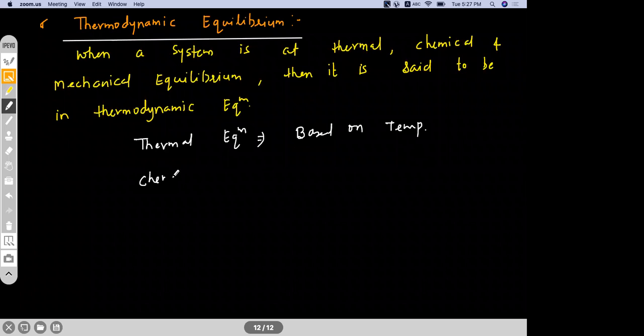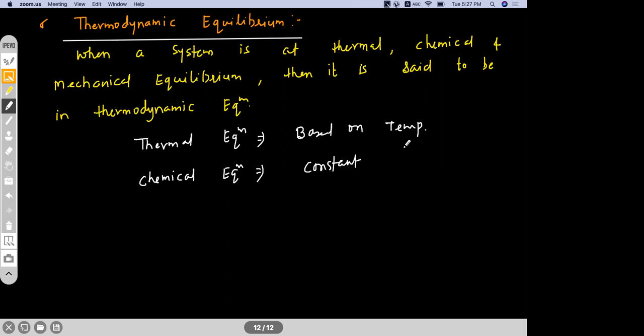Chemical equilibrium, when we have constant concentration. If concentration is not changing, constant. Or concentration changes, but the rate of change is the same. Okay, so overall, the concentration is constant only.